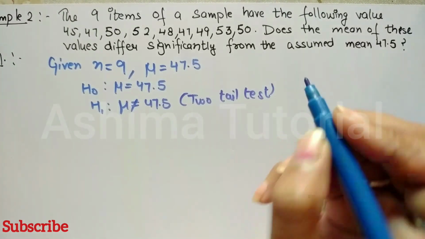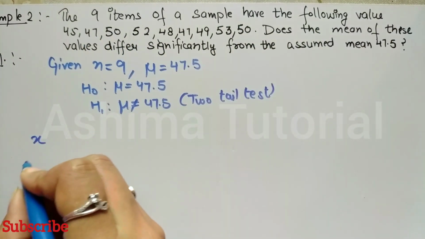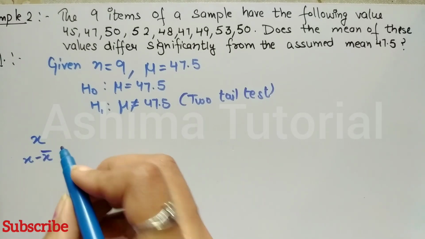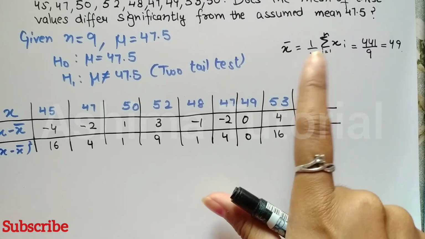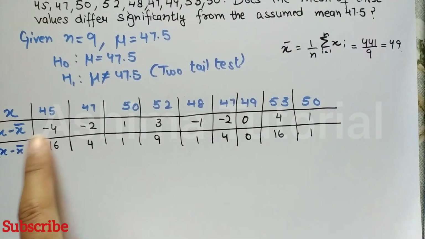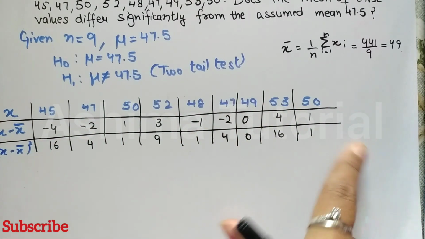Now we make a table for x minus x bar. Substituting all these values, x bar is equal to average mean. After calculating, we get 49 and make a table.